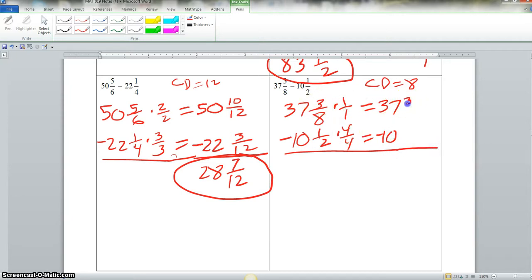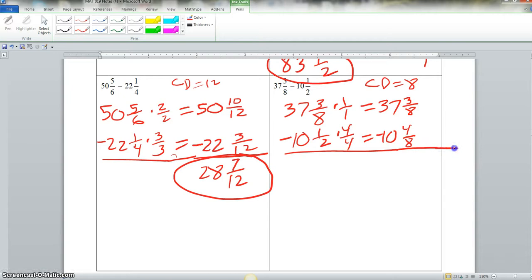3 times 1 is 3. 8 times 1 is 8. 1 times 4 is 4. 2 times 4 is 8. Now look here, we cannot subtract these fractions because this bottom fraction is larger than this top fraction is.